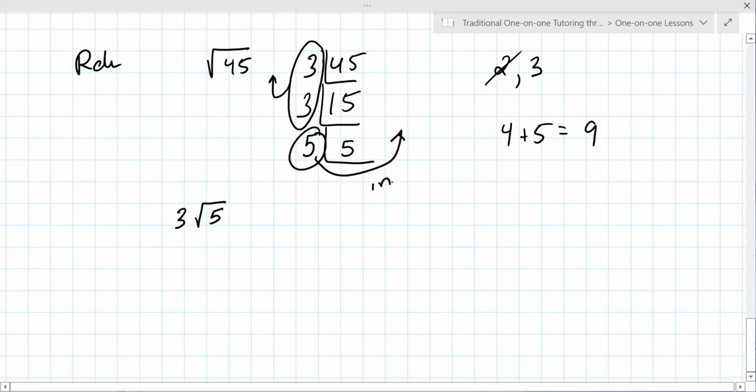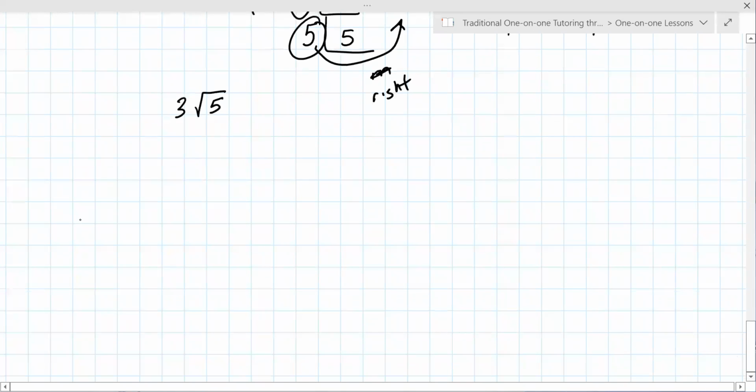Oh, I keep getting in and out confused. Let's use left and right. The 3 goes right and 5 goes left. I keep saying it wrong. Okay. All right. So here's one for you to try on your own, I think.